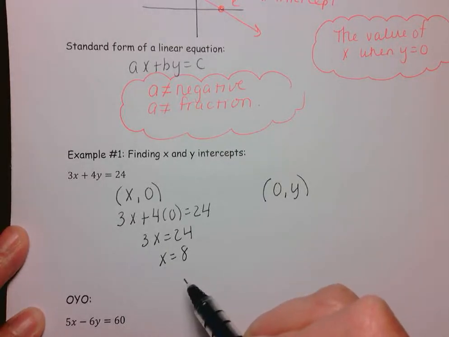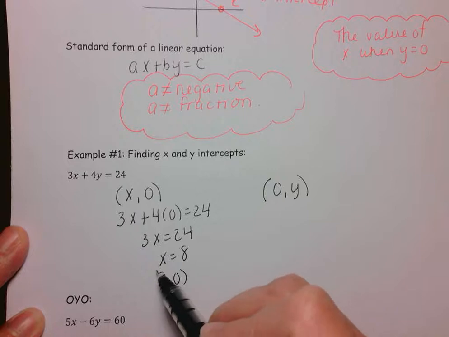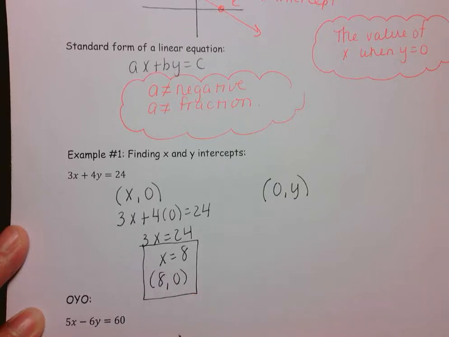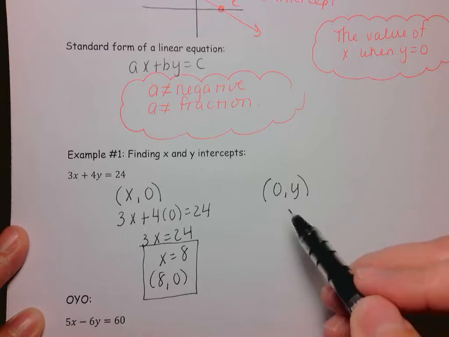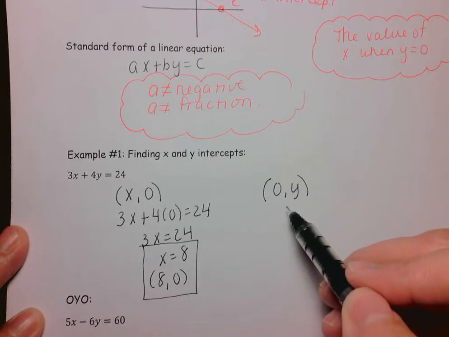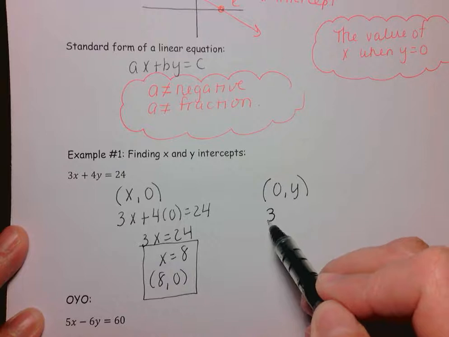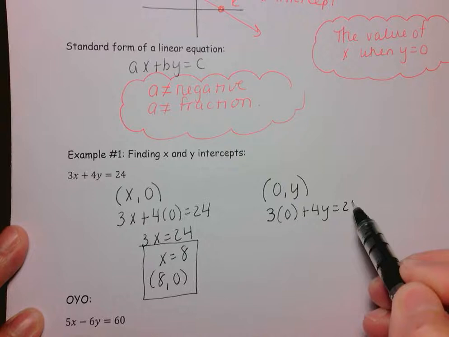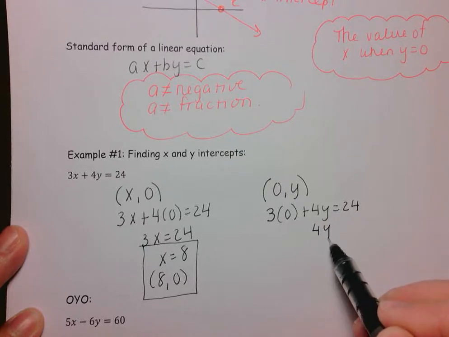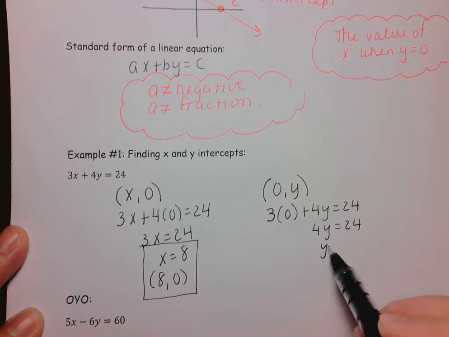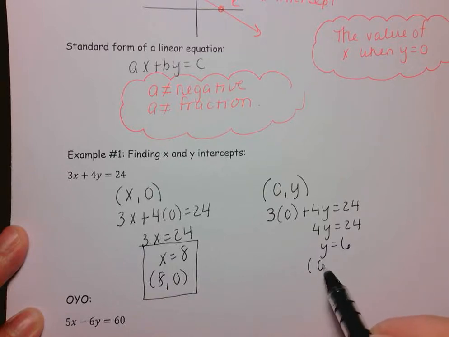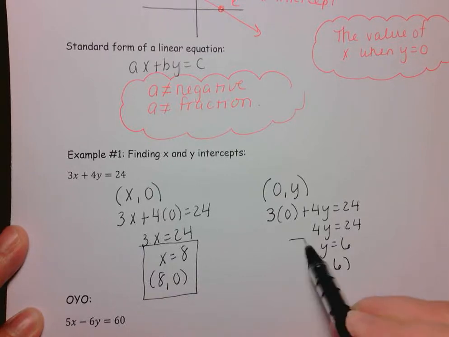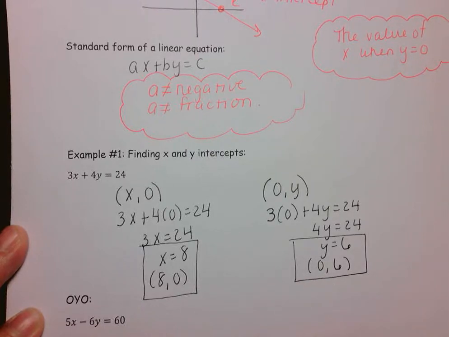So my x-intercept is 8, because when y is 0, x is 8. Now I need to find the y-intercept. So I said the y-intercept is the value of y when x is 0. So when x is 0, y is 6. So this is going to be my x-intercept, and this is my y-intercept.